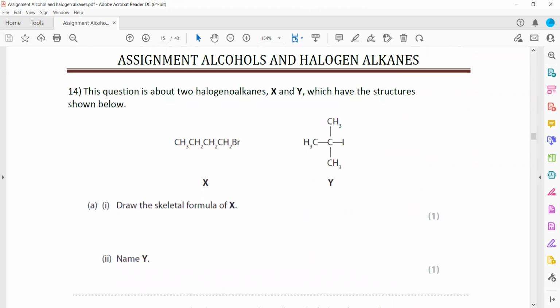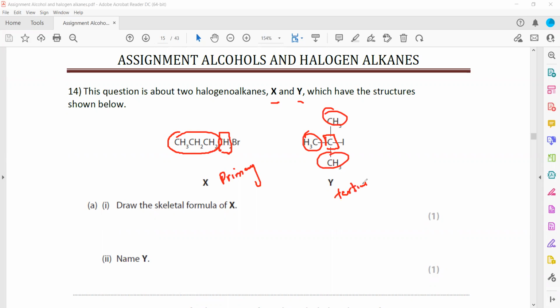So this question is about two halogen alkanes. One is X, another one is Y. Can you identify what is X, primary, secondary, or tertiary? The carbon attached to the halogen is surrounded by or having only one carbon chain. So which one is this? It will be primary. And here the carbon attached to the halogen is surrounded by three carbon chains. So this is tertiary.